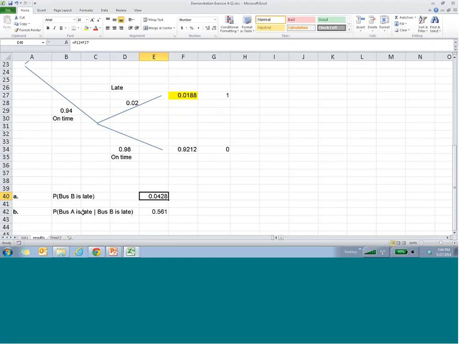Probability of bus A being late given that bus B is late, I've got the joint probability on the top and the simple probability on the bottom. There's my simple probability. Okay, so there's my simple probability.